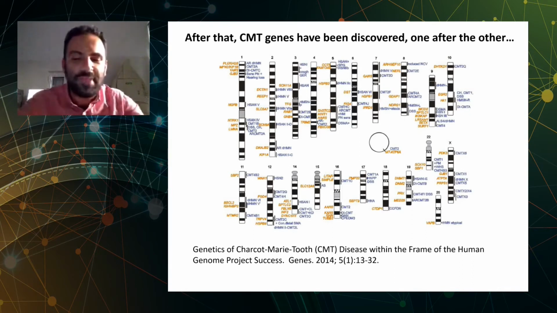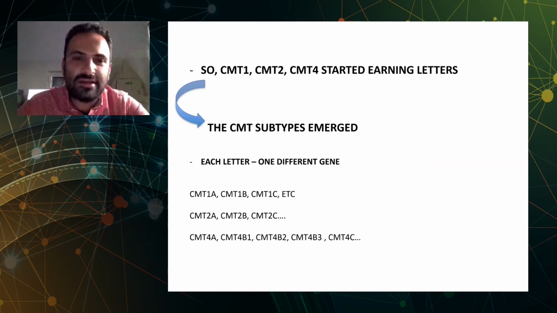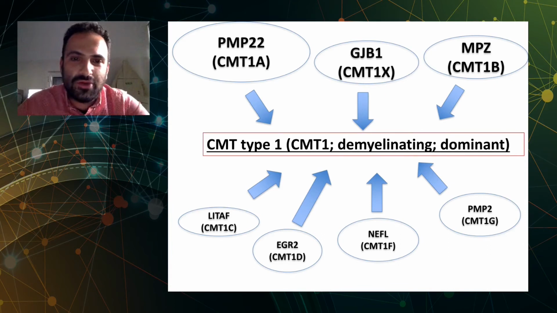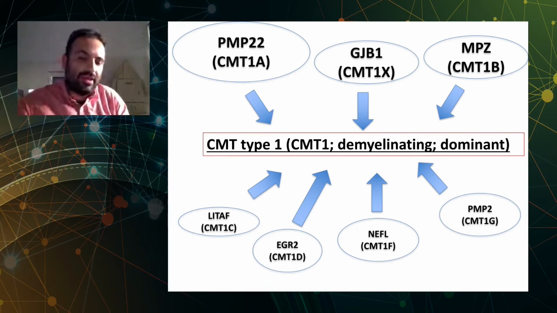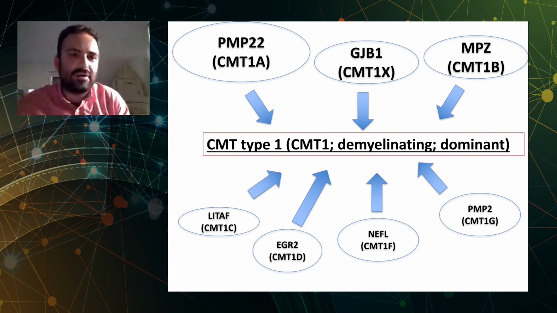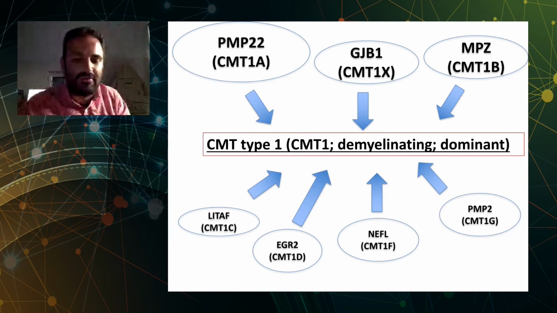But after that, the genes responsible for Charcot-Marie-Tooth have been discovered one after the other, and this complicated the picture a little bit. After that, the various types from the traditional classification started to earn letters. So 1A, 1B, 1C, 2A, 2B, and so on. So for type 1, for instance, other subtypes appeared. 1A, which is the most frequent, is a duplication of the gene PMP22, and this particular type represents about 30-60% of all CMT patients, depending on the ethnic origin of the patients.